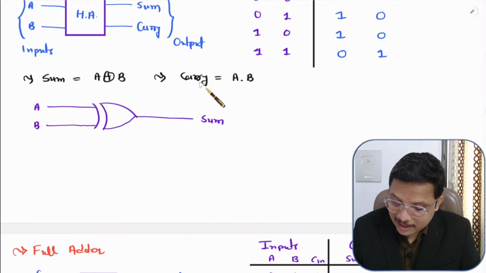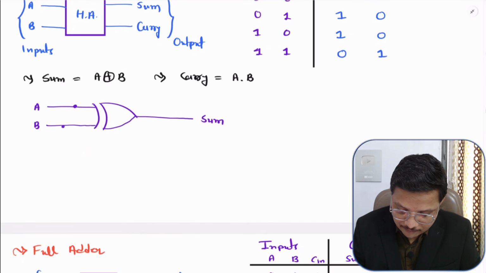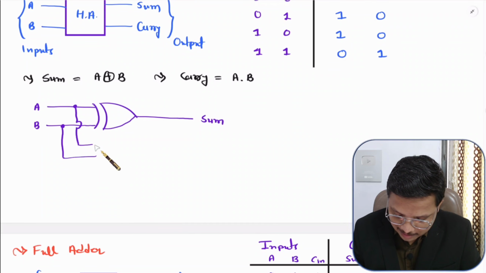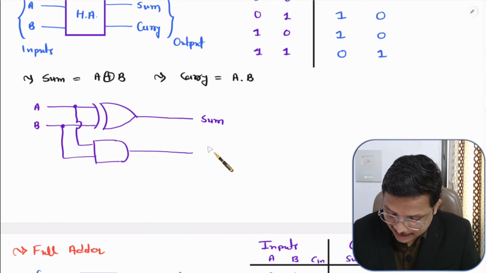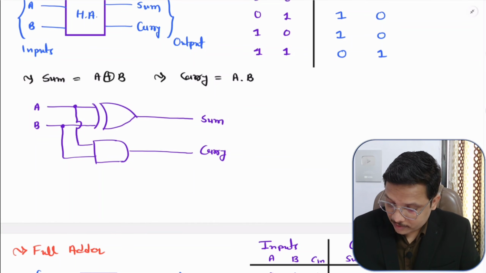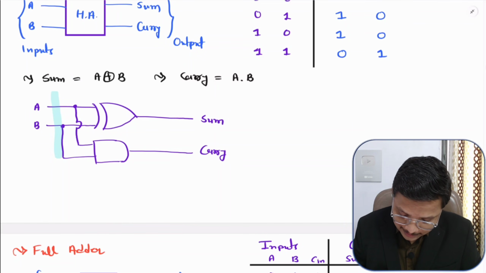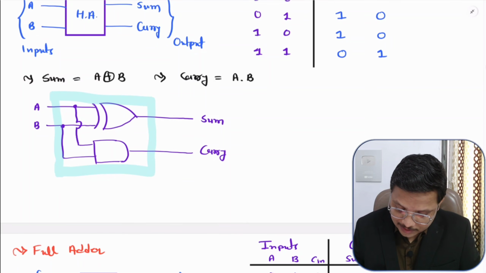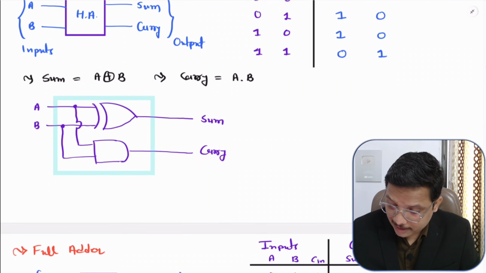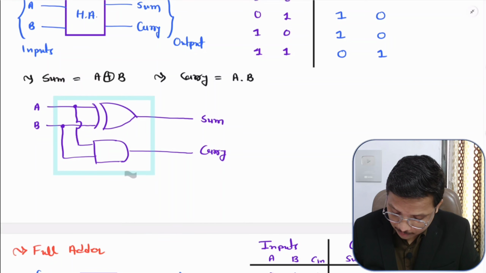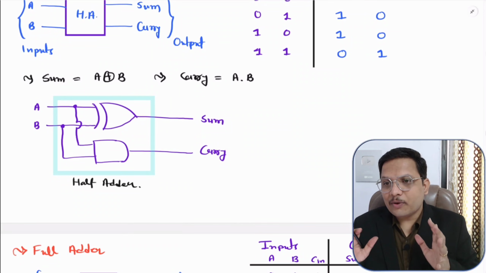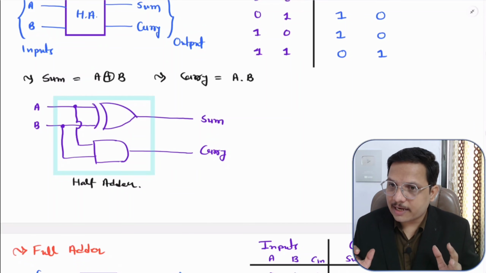And the second output is carry, that is logic AND operation of A and B. So let us take A and B from here and let us connect an AND gate over here. So output of the AND gate is carry over here, right? You can say this is the circuit which performs half adder. So now I think you have a fair idea about how we can form the circuit of a half adder.